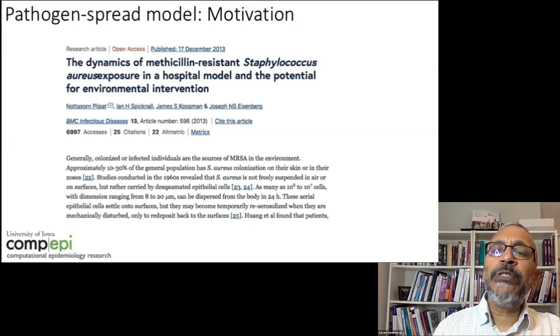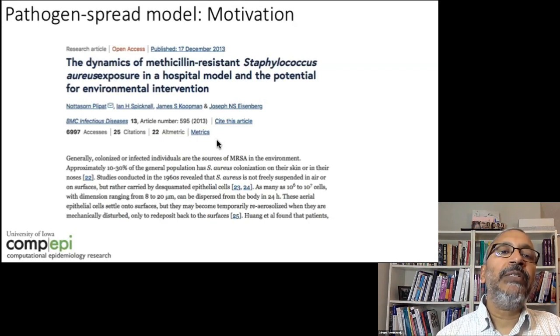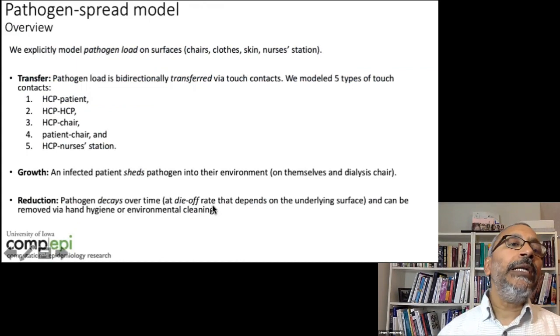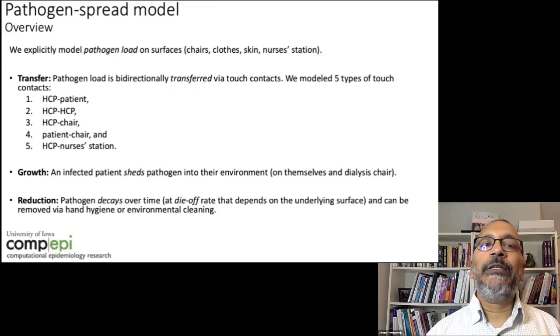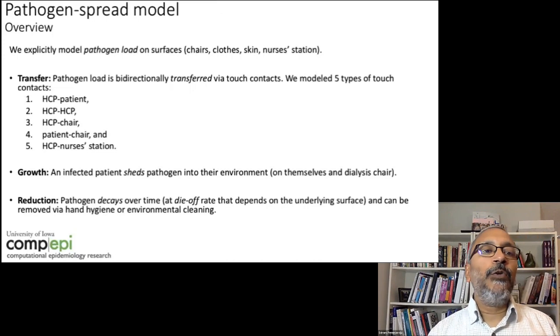So we looked into some MRSA modeling and MRSA spread literature, and we found a fair amount of work on the dynamics of MRSA spread. Based on this literature, we decided that we would explicitly model pathogen load on surfaces like chairs and clothes and skin, nurses' station, surfaces like this that are in the dialysis unit.